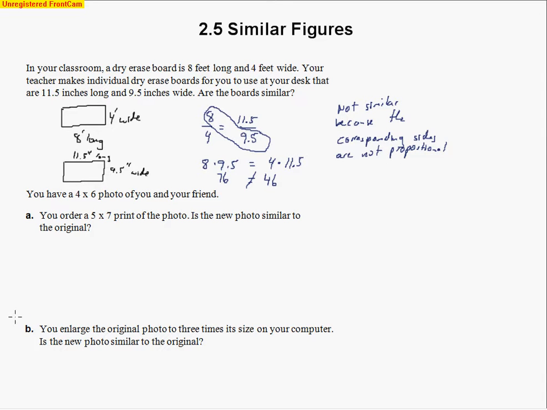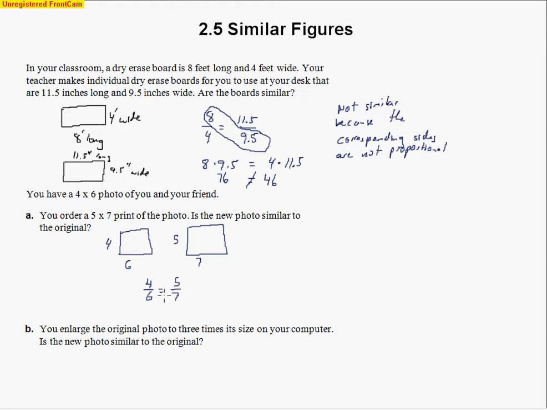It says that you have a 4x6 photo. So here's our photo. Let's say this is 4, this is by 6. And you order a 5x7. Let's order one that's just a little bit bigger, 5x7. Is the new photo similar to the first? Well, again, you're just setting up a ratio. 4 is to 6 as, and then 5 is to 7.